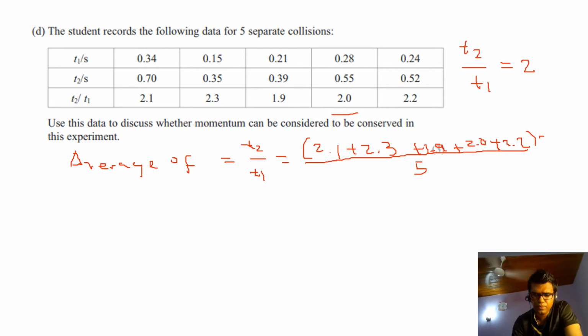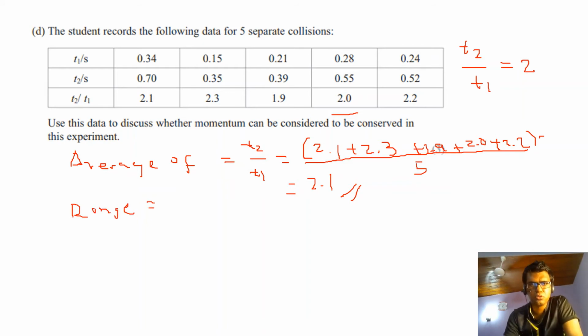So what do we get with this? We get 2.1. That is the mean. So then, how are we going to find the uncertainty? We need the range also, because percentage uncertainty is range over 2 divided by the average. So we need the range. How do we find the range?